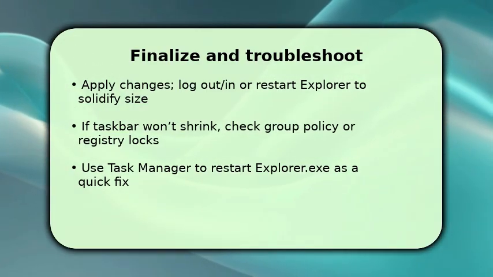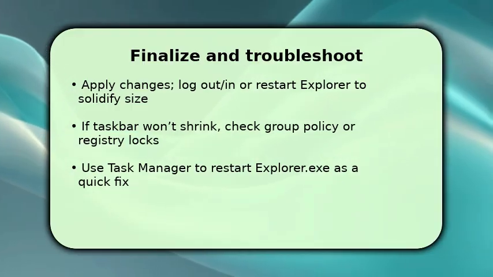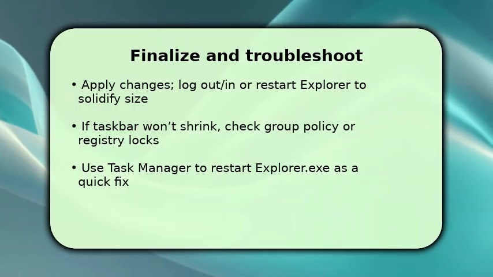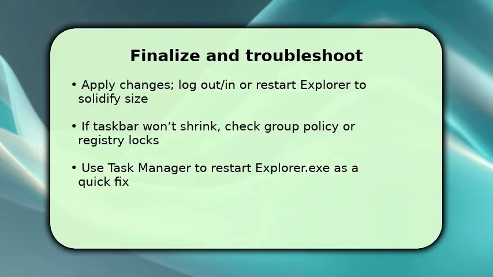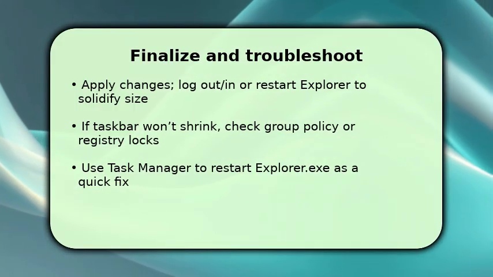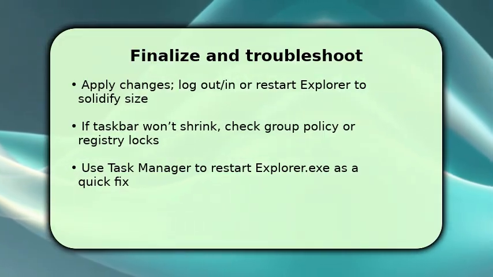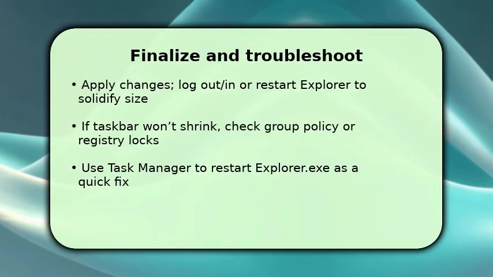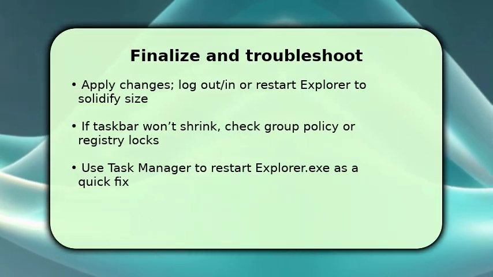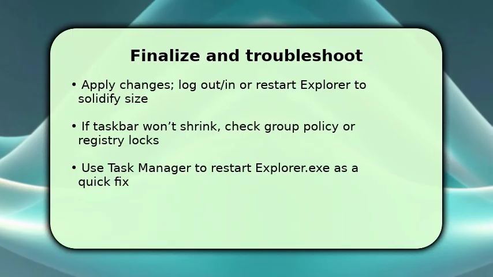If it won't shrink, make sure group policy or registry settings aren't forcing a layout. Check with your admin or revert conflicting registry entries carefully. As a quick fix, open Task Manager, find Windows Explorer, and restart it. This forces the taskbar to redraw and usually resolves stubborn sizing issues immediately.